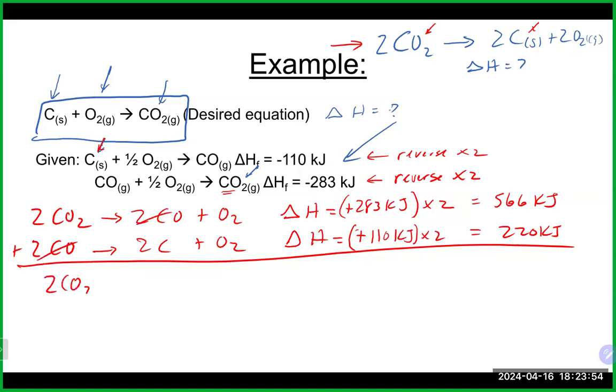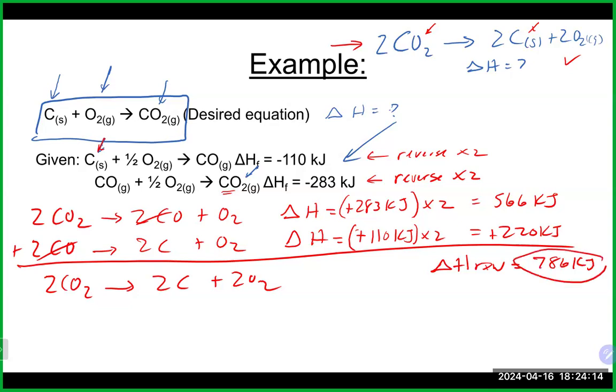Gives us 2 CO2, 2 carbon, and 2 O2. It did give us the equation we're looking for. At this point, to give the delta H for this new reaction, we're just going to add these guys together. So that's a 566 plus a 220. That's going to give us a 786 kilojoules in this case for this particular reaction. Any questions on that? This reaction would be endothermic, right? As it's positive, yeah.